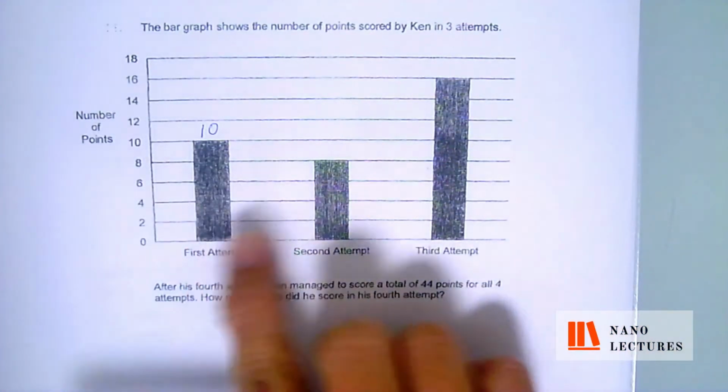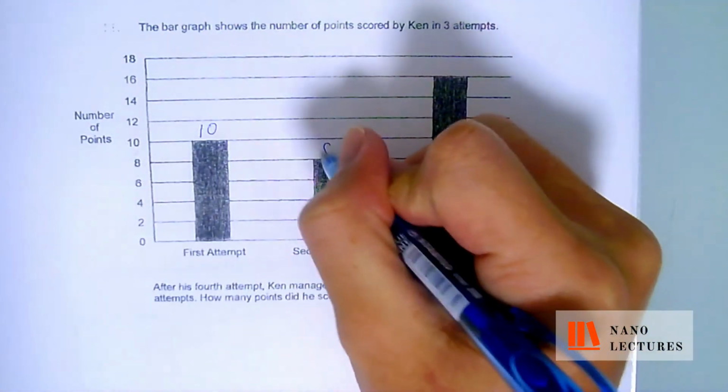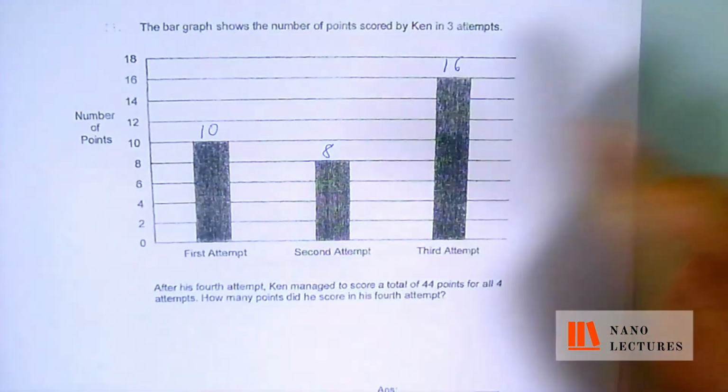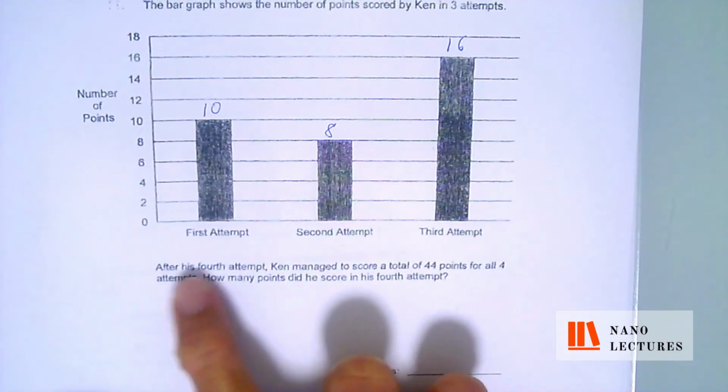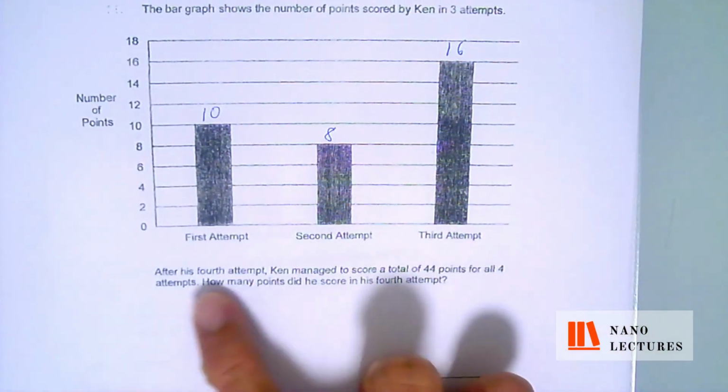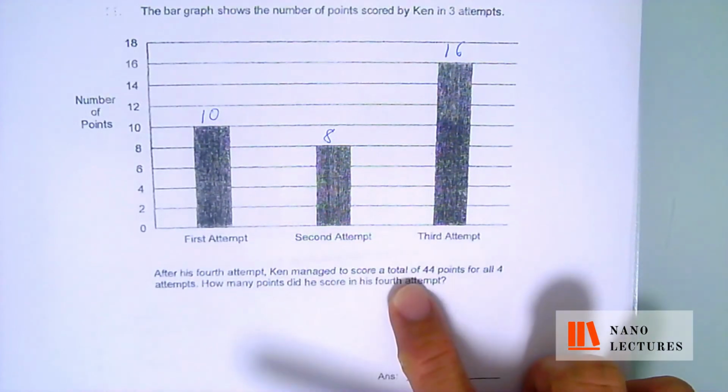Okay, now 10 here. Second attempt he scored 8, so write 8. Third attempt he scored what? 16, so write 16. Okay, now then they said that after his 4th attempt, Ken managed to score a total of 44 points for all 4 attempts. How many points did he score in the 4th attempt?